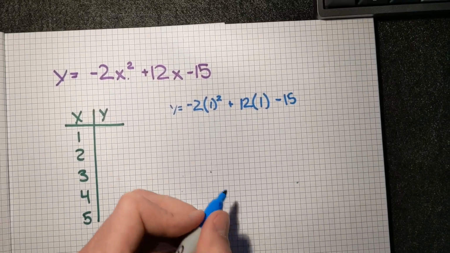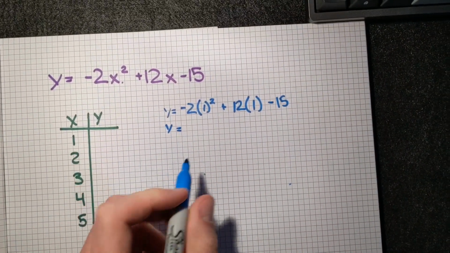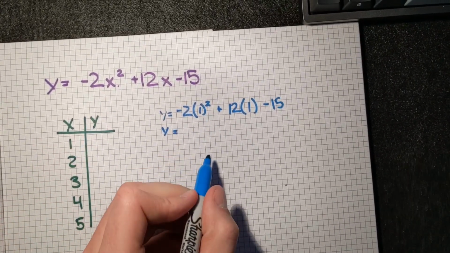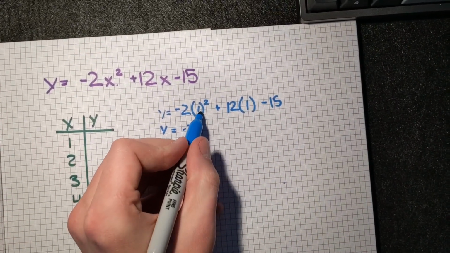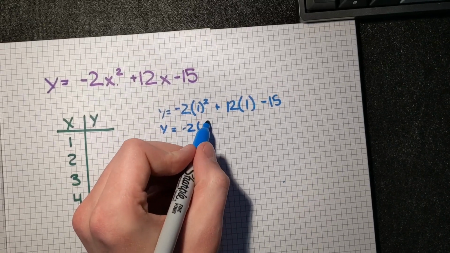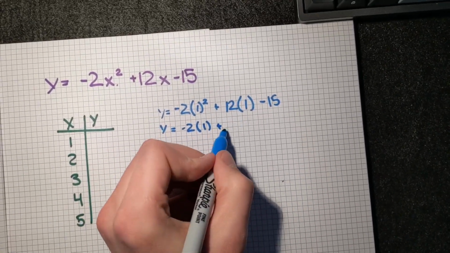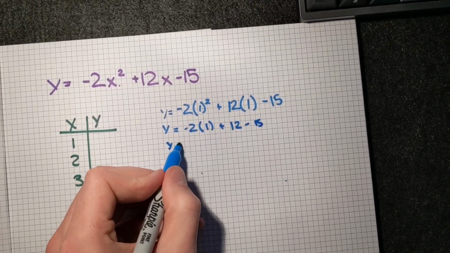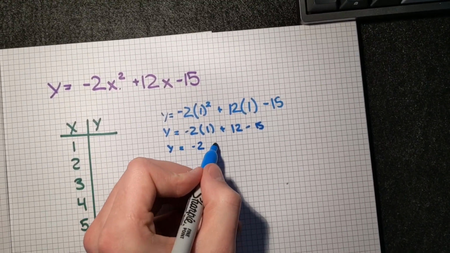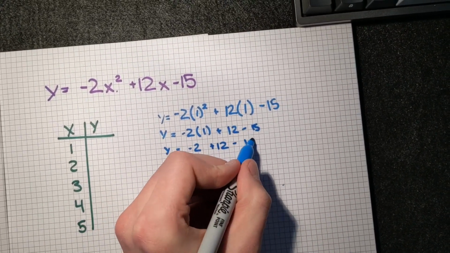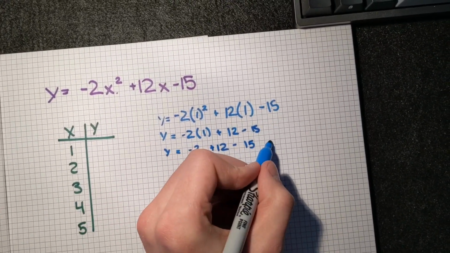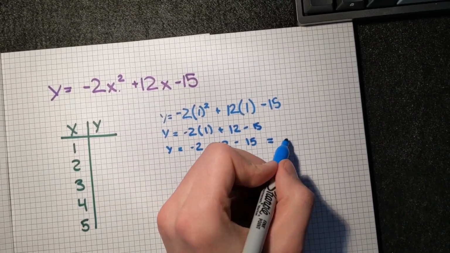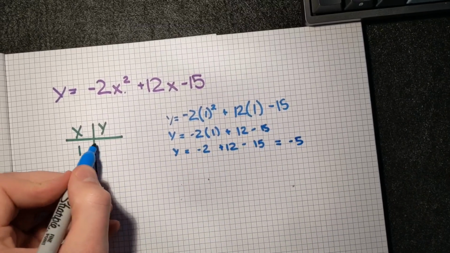And so for that first value, we have to do PEMDAS now that I substituted the 1 in for the x. PEMDAS first, so 1 squared is still 1, -2 times 1 is -2, plus 12 times 1 is 12, minus 15. So that is going to be equal to, -2 plus 12 is 10, minus 15 is -5.